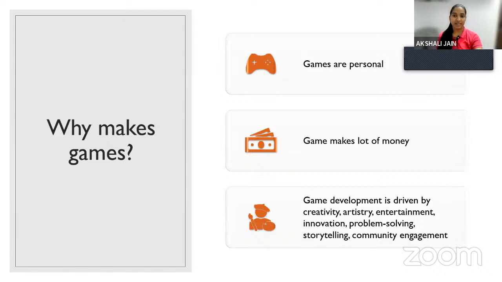Third thing is game development is not like very basic software development or website development. You have to show your creativity, your artistry, your innovation in the game. That makes it very beautiful and very crazy.